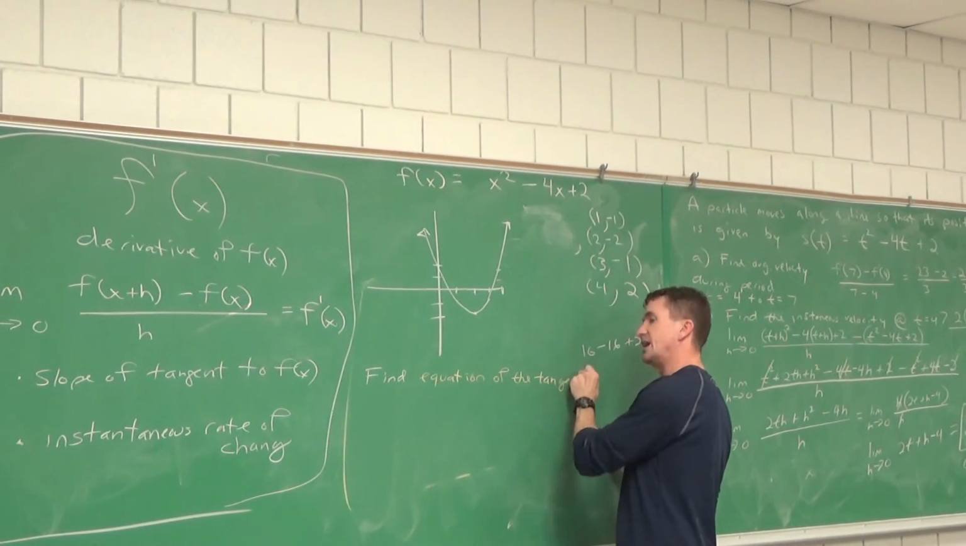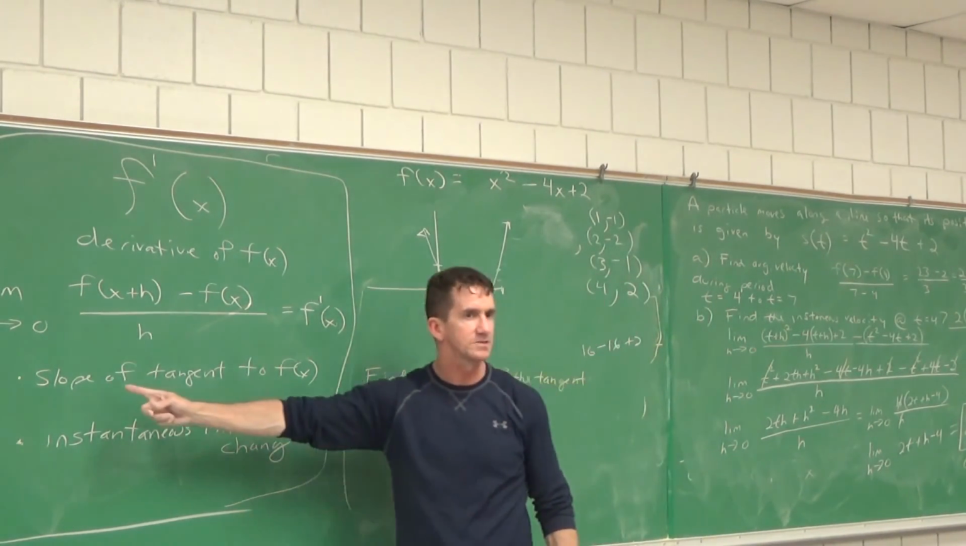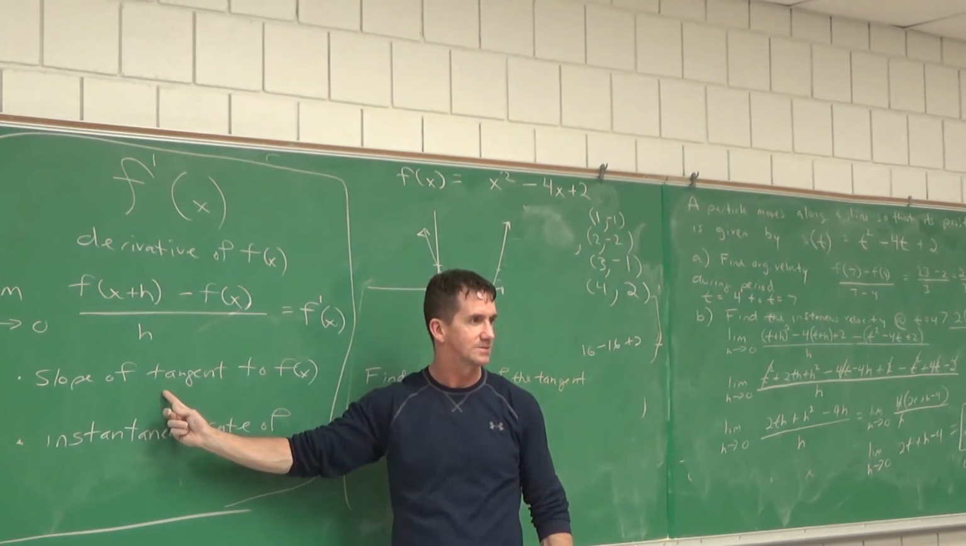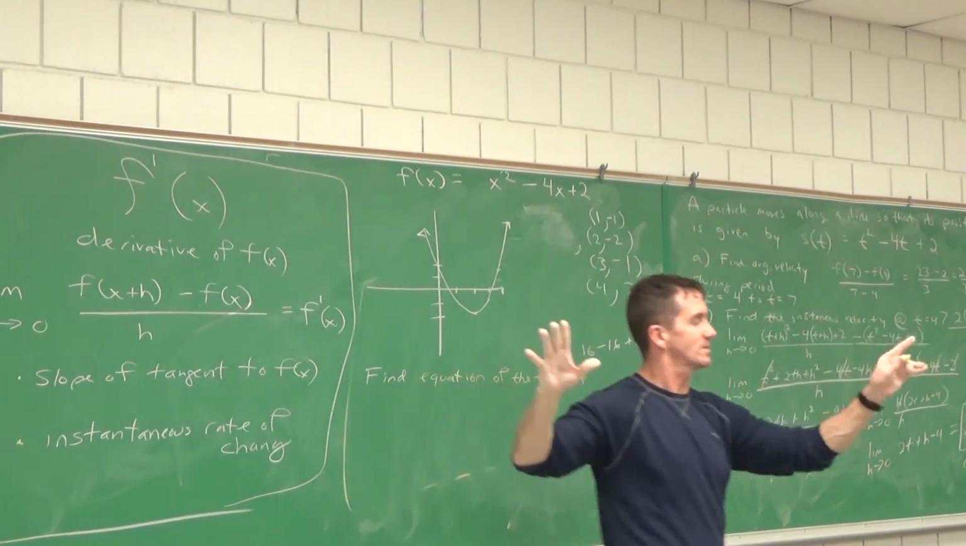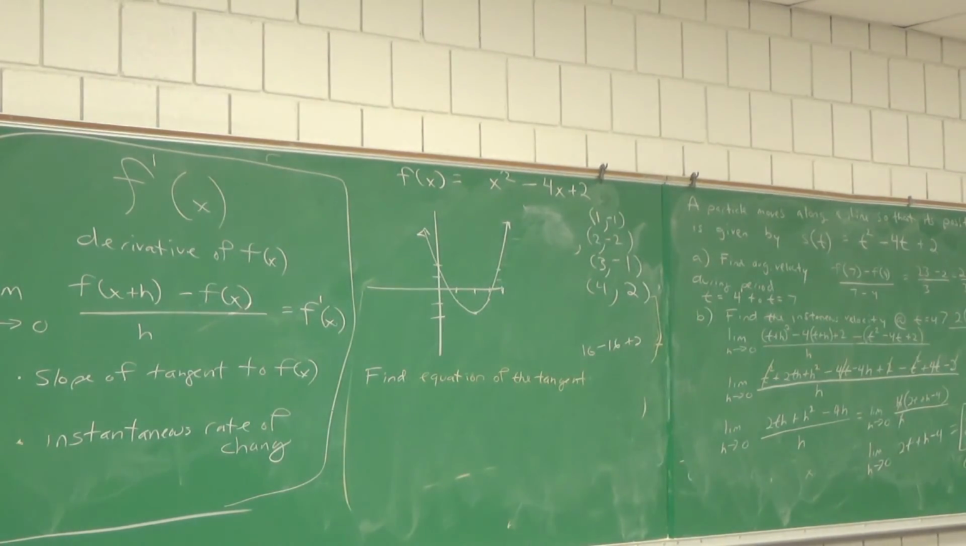So when we hear this word tangent line, everyone, how do you find the slope of a tangent line? It's the what? Derivative. Everyone agree? The slope of a tangent line to a curve is the derivative.